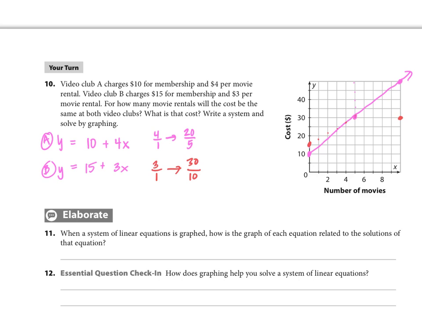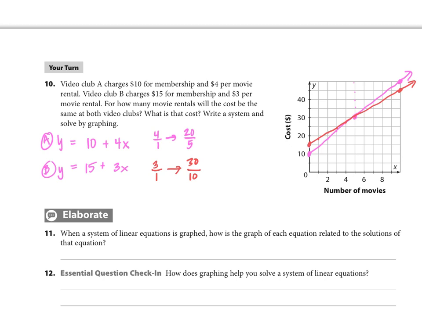Wait, am I doing this right? I'm not. At that point, I did not do that correctly. I apologize. It's supposed to go up $30. It's supposed to be 45. Okay, there we go. And here is my best line that I could draw. So this is a little bit tricky.